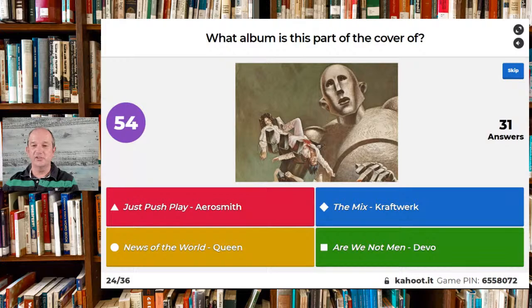But what's this slightly gory album cover? What is that? More importantly, does anyone know why? But it will be interesting to know.